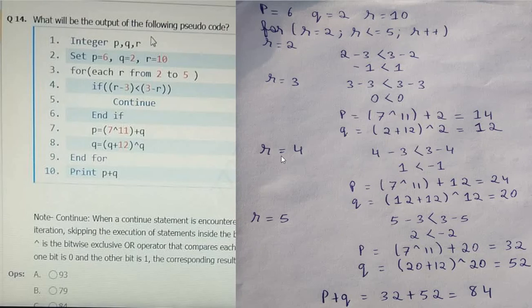Upon next iteration, for R equal to 4, the condition 1 is less than minus 1, again it is false, so P will be 7 XOR 11 plus Q, which is 24, and the value of Q is 20. And for R equal to 5, the condition will be checked, that is 2 is less than minus 2, again it is false, so the value of P will be 32 and Q will be 52, and when R is equal to 6, the for loop will be terminated and the value of P plus Q will be printed, which is 84, option C.